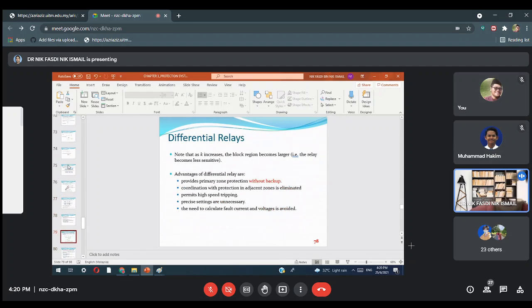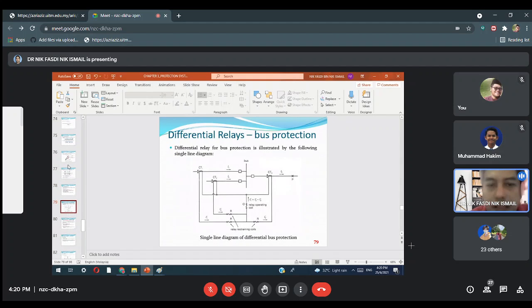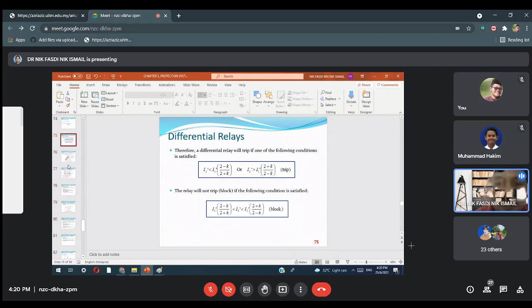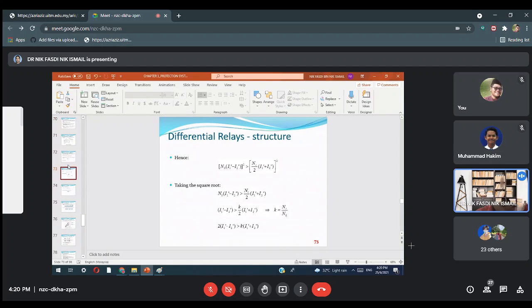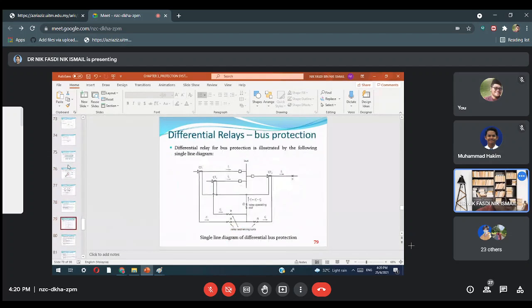Okay, sampai sini. Alright. Sekali lagi, differential relay for bus protection is illustrated by the following. Ini untuk yang tadi, what we call protection for transformers. Juga we can use the differential relay to protect bus system. Konsep yang sama. Contohnya this is our bus. We try to protect this bus. So connection dia different sikit lah because dia ada parallel feeder kat sini. So CT1, CT2. This is the current keluar daripada bus ni.